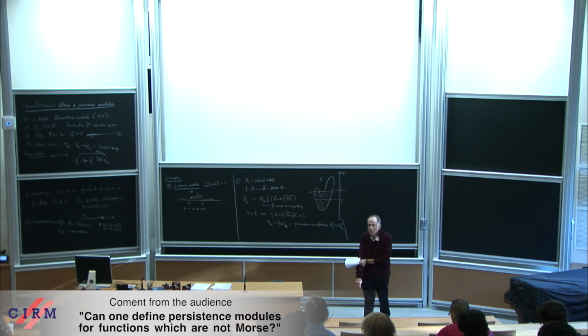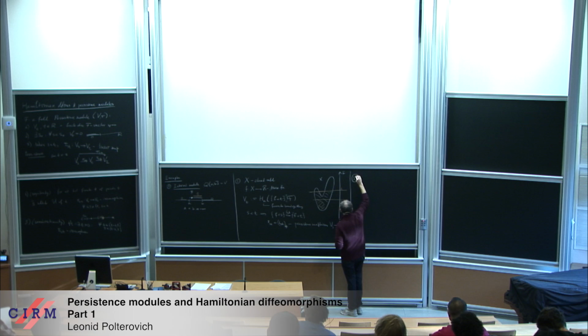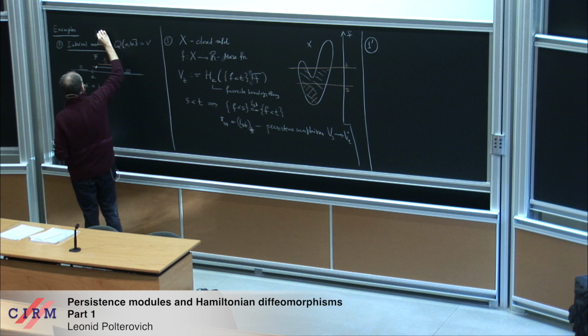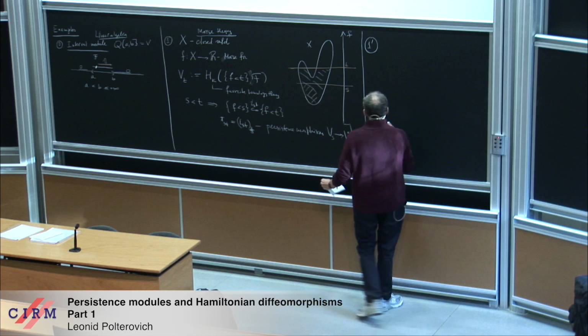Okay, the next example, I will probably denote it by one prime. So let's say this is linear algebra. So this is Morse theory. Okay, so let's take the full bank and jump to Floer theory.